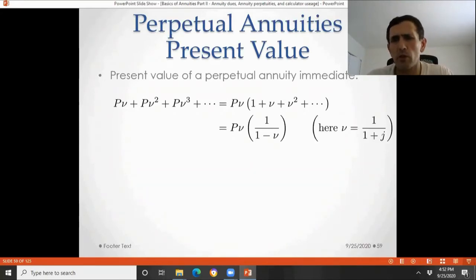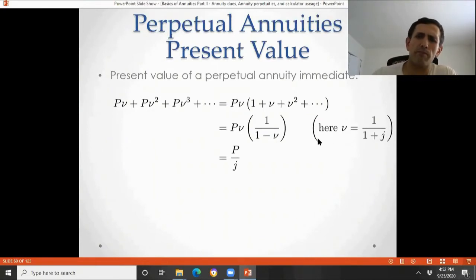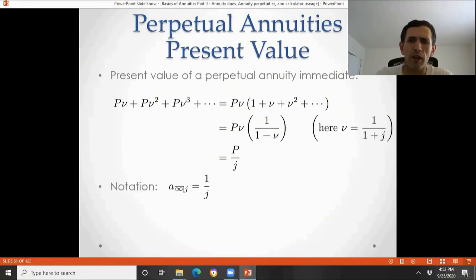So remember here, nu is 1 over 1 plus j. And you do a little bit of algebra. This is just P over j. Really just, in the denominator, 1 minus 1 over 1 plus j. You get a common denominator, so it's 1 plus j minus 1 over 1 plus j. Anyway, do a little bit of algebra. This simplifies to P over j. So it's a very nice, simple formula. And we're going to use this standard actuarial symbol A infinity j, without the double dots, for the present value of an annuity immediate in perpetuity. So there's nothing funky going on here.